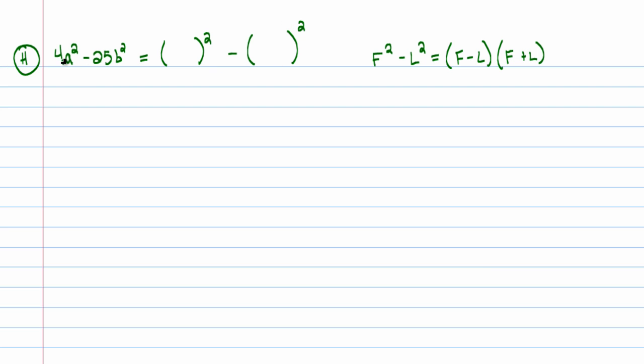Well, that first object there, that's actually a 2a being squared. Check it. That's 2 squared is 4 and a squared is a squared. The second object will be a 5b being squared. 5 squared is 25, b squared is, well, b squared. So now just following the formula, it's just the first object minus the last object. Notice that I'm keeping the signs the same. And then the first object plus the last object.